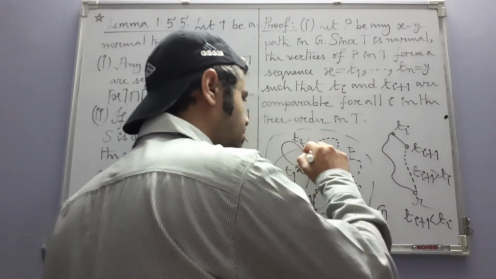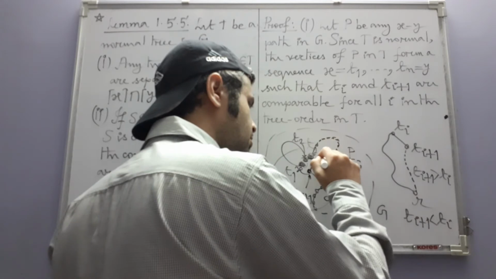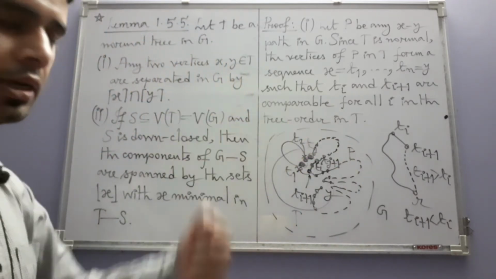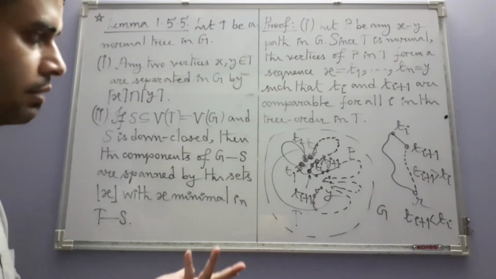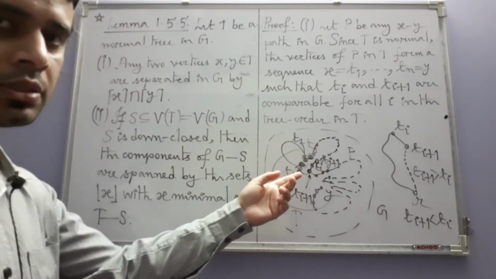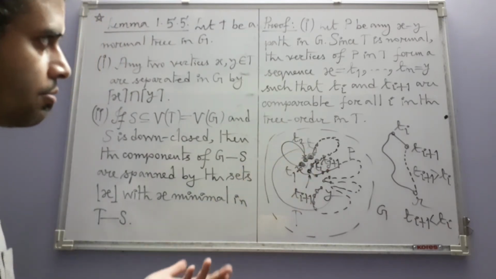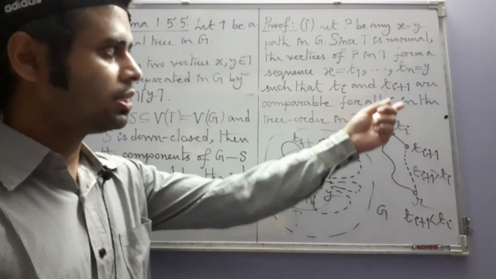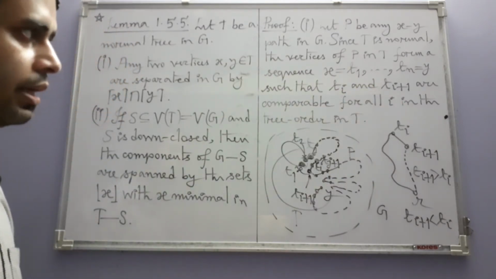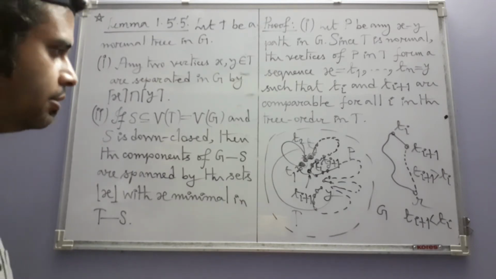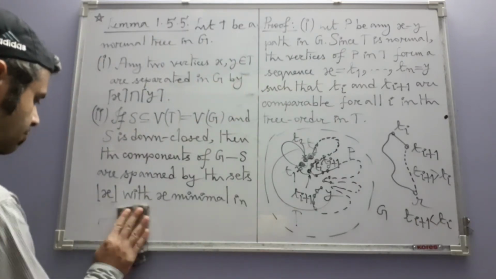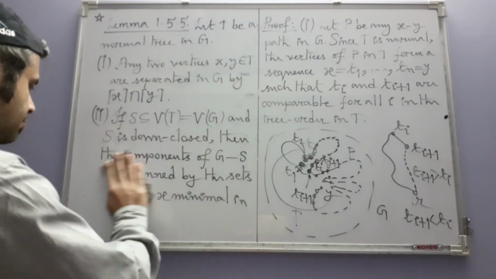Now for them, this is a T path whose ends are this Tj and Tj plus 1 again. So by the definition of normality, those exit points and entry points are also comparable. So that's why Ti is always comparable to Ti plus 1, for any i in the tree order in T. Okay, so we have understood the meaning of this line.